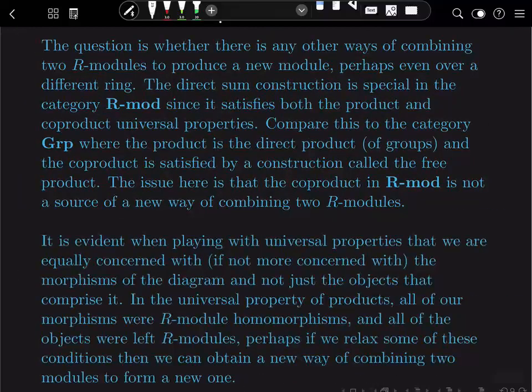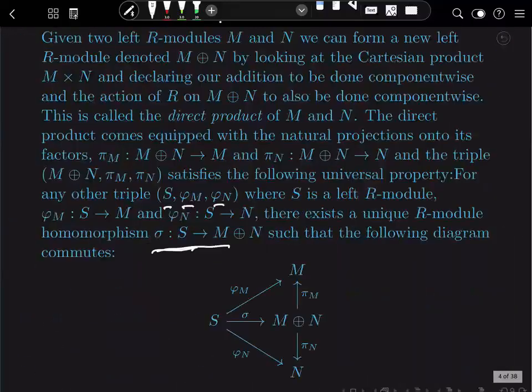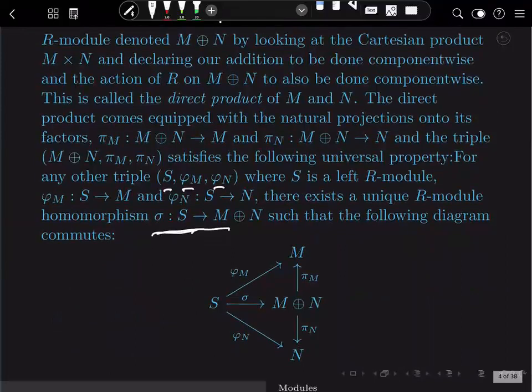So we can play with universal properties. And when we talk about universal properties, we are equally concerned with, if not more concerned with, the morphisms of the diagram and not just the objects that comprise it, right? So in our case of the direct product, we are concerned with, yes, that these are all R modules, but we could also notice that all of the morphisms are R module homomorphisms, right?